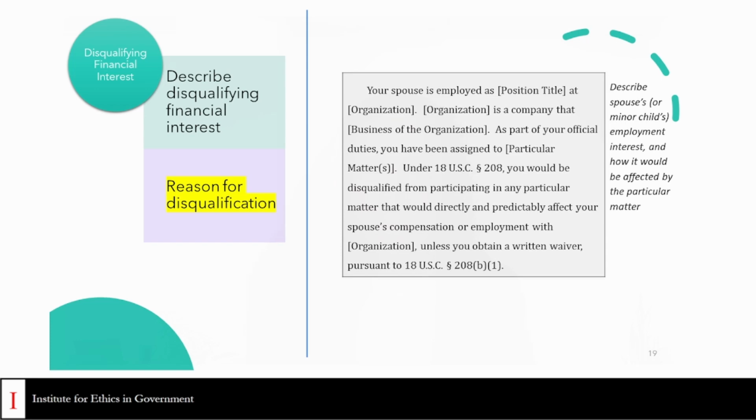In most instances, a disqualifying financial interest arises because of ownership of certain financial holdings or investments, such as stocks, bonds, or other holdings. However, a disqualifying financial interest can also arise through contractual obligations, employment rights, or even job offers. Because there are so many types of financial interests, the language in this section describing the otherwise disqualifying interest must be detailed and specific.